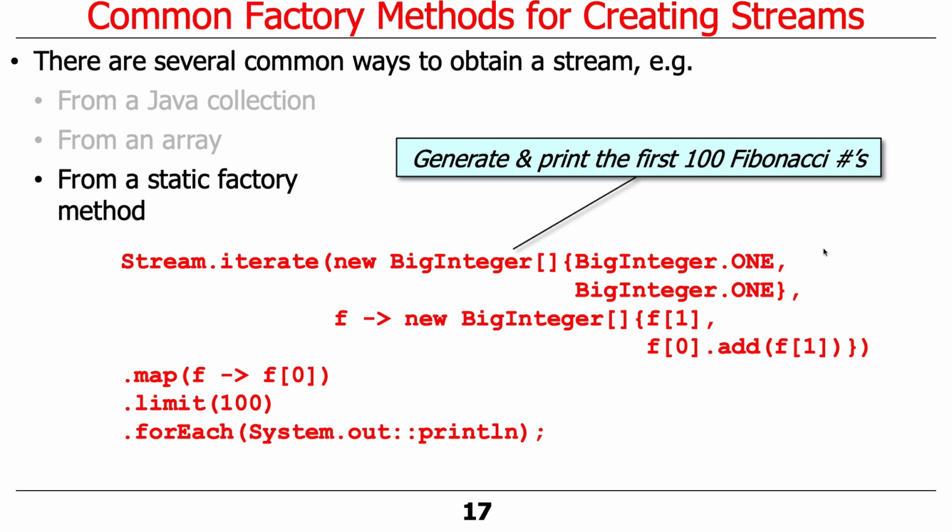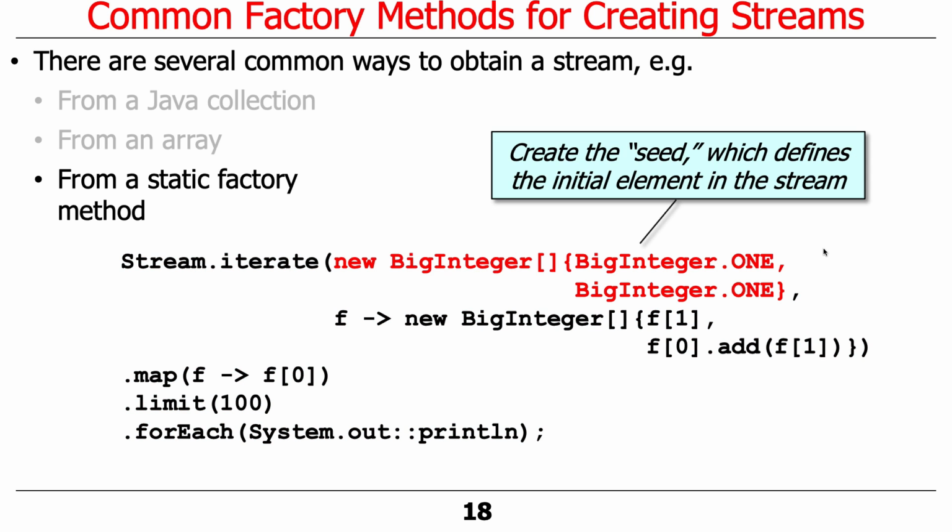So that's what it's going to do. So let's see how it does it. The first thing it's going to do is create something called the seed, which is the initial element in the stream. And you can see seed here is something called big integer. So we're going to make an array of big integers, a built-in array of built-in big integers, initialized to 1 and 1. Because if you know anything about the Fibonacci sequence, that's what we need to do to get things started. And so you'll see what happens after that.